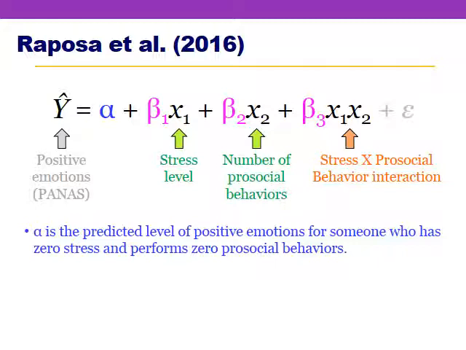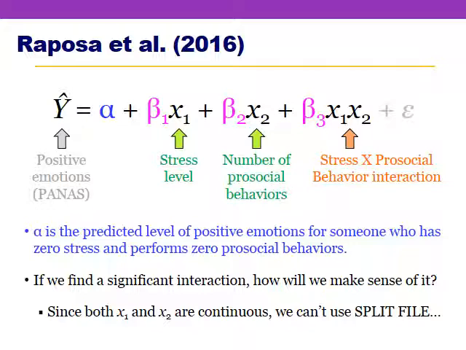As with any time we have multiple predictors, alpha is going to be the predicted value of y when all of our x's equal 0. So in this case, our intercept would be the predicted level of happiness or positive emotions for someone who has 0 stress and engages in 0 pro-social behaviors. Because if all these things here are zeros, they're all just going to cancel out, leaving us just with alpha on this side.